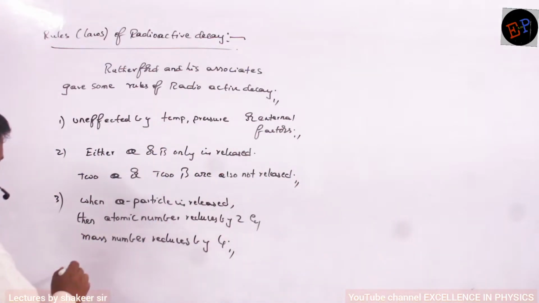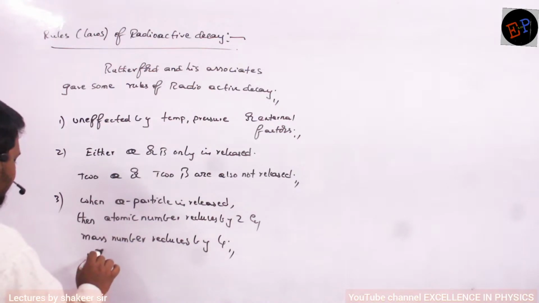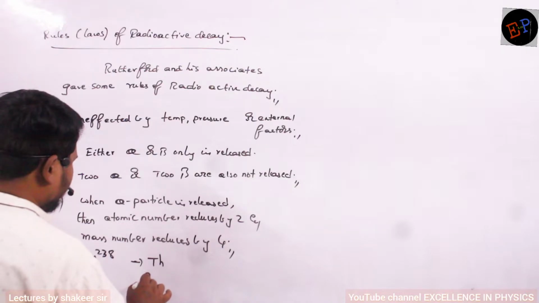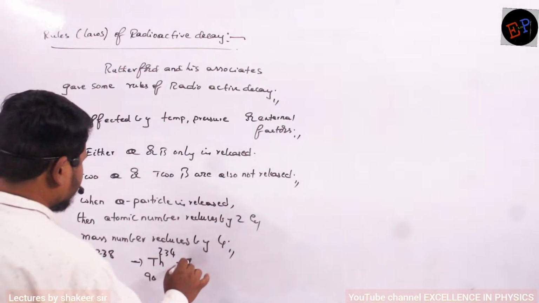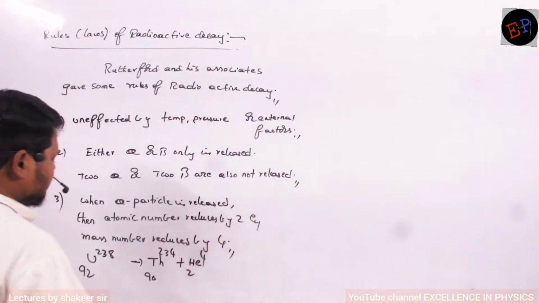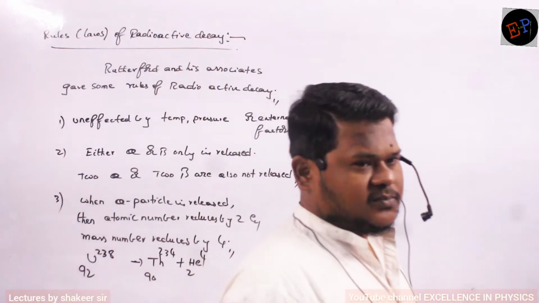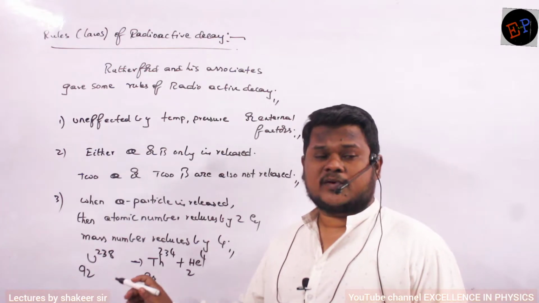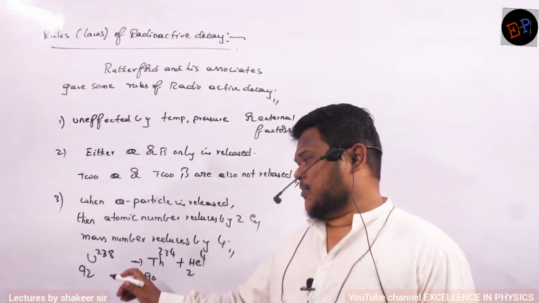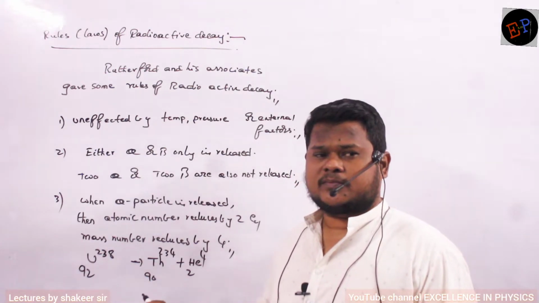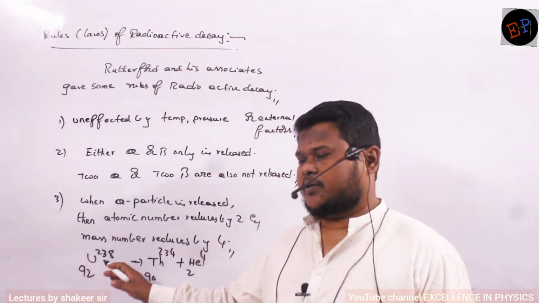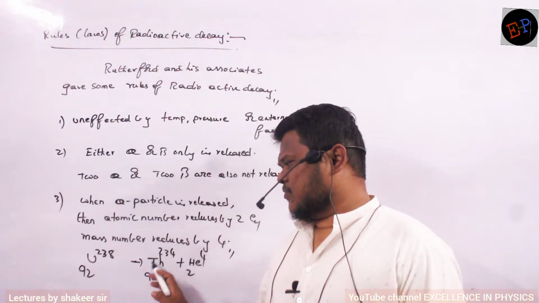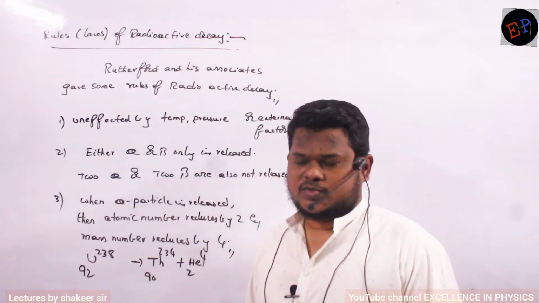If I take one example, uranium-92-238 converts into thorium-90-234 by emitting one alpha particle. So this is what will happen. Understood now? So the element is completely changing. Uranium has converted into thorium. The atomic number of uranium is 92 and of thorium is 90; the mass number of uranium is 238, but the mass number of thorium is 234. So the mass number reduced by 4 and the atomic number reduced by 2.